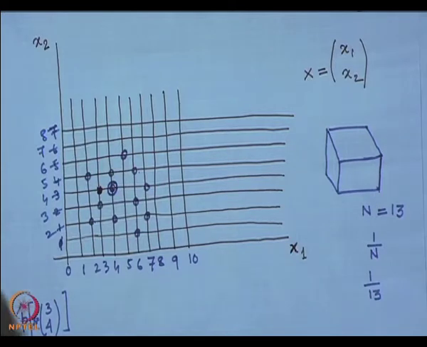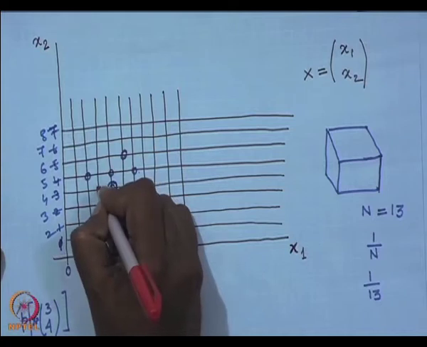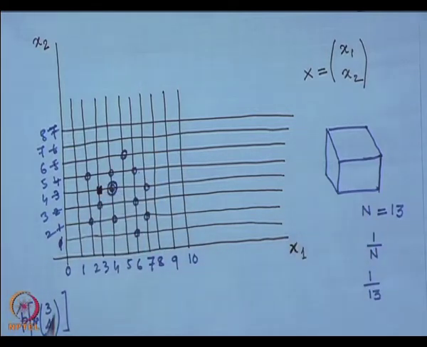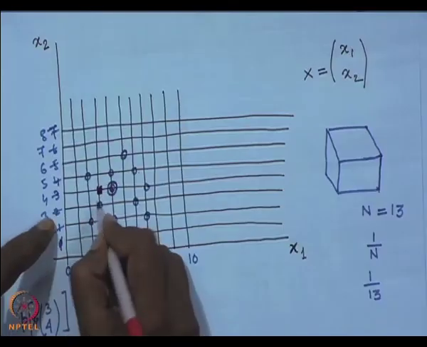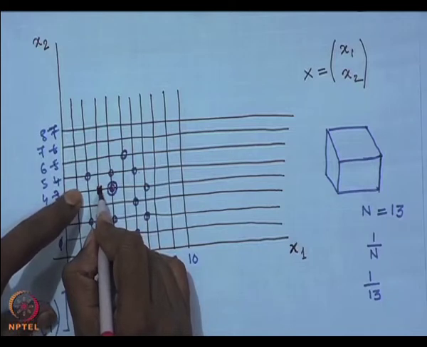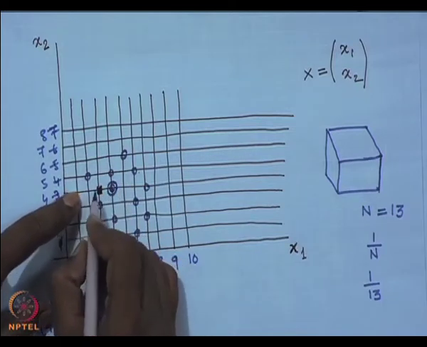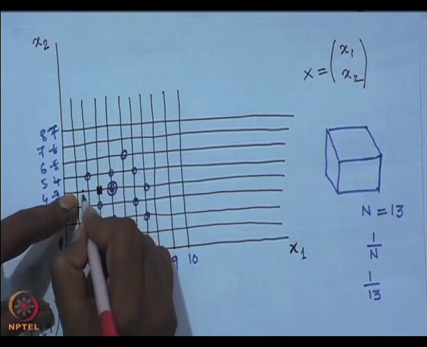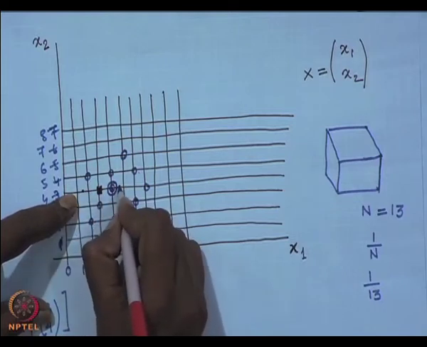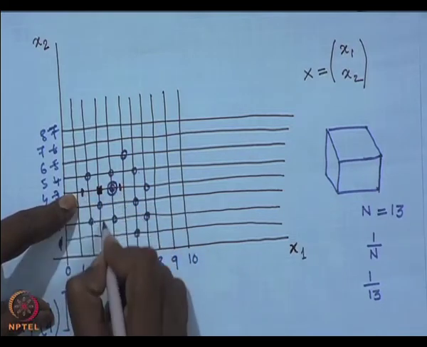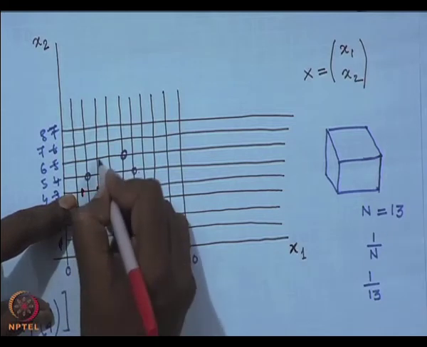So, what I do is at this location I place this box whose base is of size 3 by 3. So, 3 by 3 means it will be 1.5 on this side and 1.5 on this side. So, this box will span from here to here and here to here.